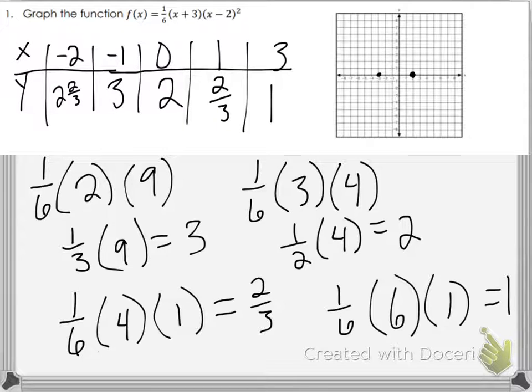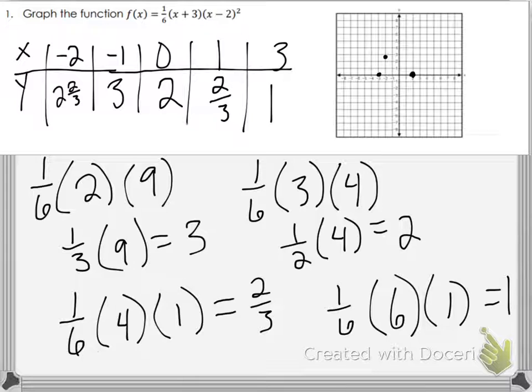Now I'm going to plot these points on my graph. Sorry it's so small up here, but you guys have the graph on your paper. So I'm going to go left 2, up 2 and 2/3. So that's 2/3 of the way between 2 and 3. Okay? So left 2, up 2 and 2/3. Why did you go left 2? Because it's -2, my x value.